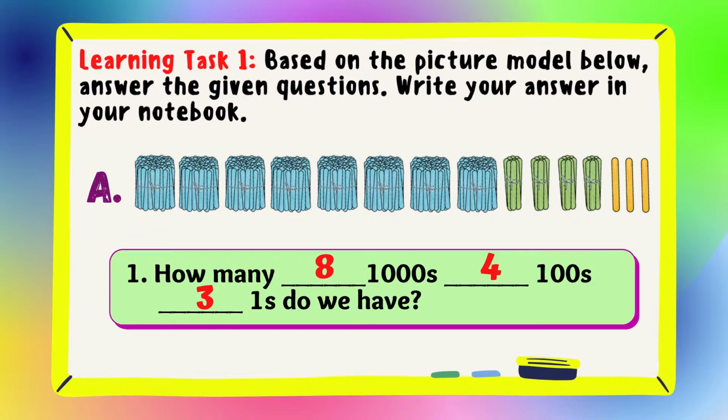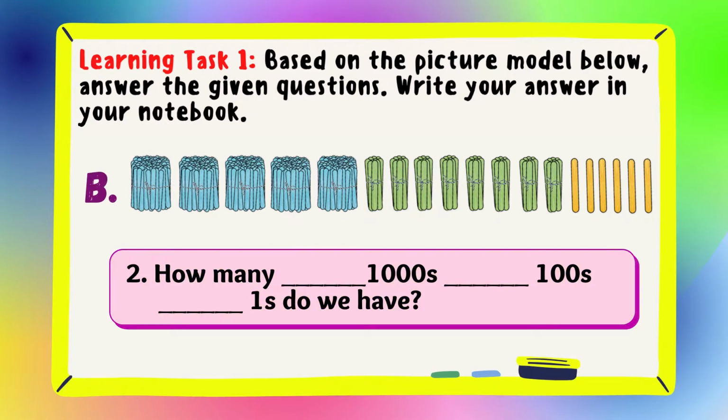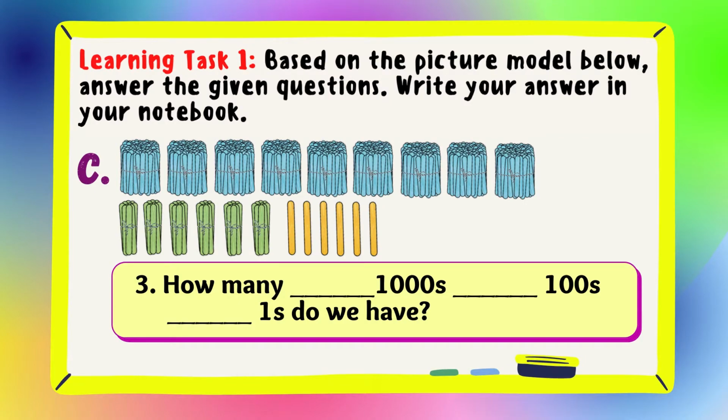Great! Let's continue. Number 2. How many 1000s, 100s, and 1s do we have in set B? We have 5 1000s, 8 100s, and 6 1s. Number 3. How many 1000s, 100s, and 1s do we have in set C? We have 9 1000s, 6 100s, and 6 1s.